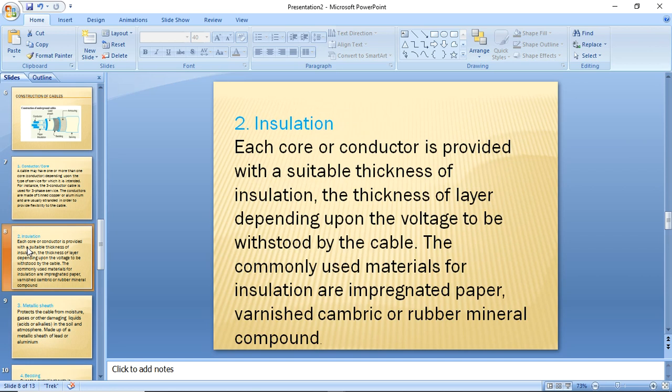The other point we are going to talk about is insulation. Each core or conductor is provided with a suitable thickness of insulation. The thickness of the layer depends upon the voltage to be withstood by the cable. The commonly used materials for insulation are impregnated paper, varnished cambric, and rubber mineral compounds.